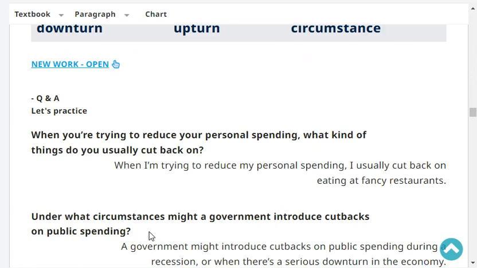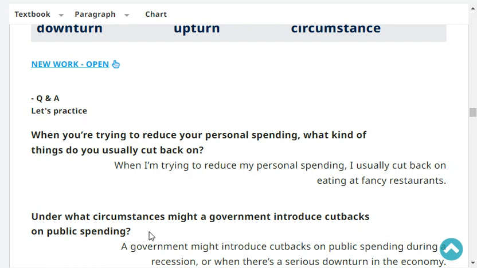When you're trying to reduce your personal spending, what kind of things do you usually cut back on? When I'm trying to reduce my personal spending, I usually cut back on eating out.